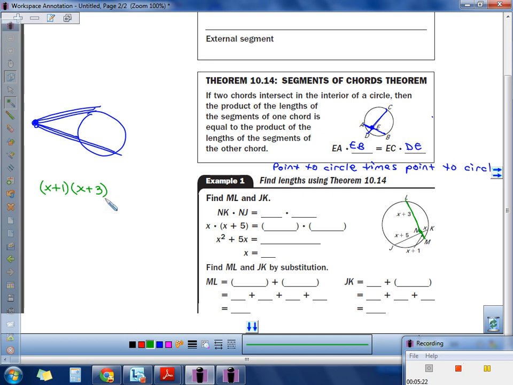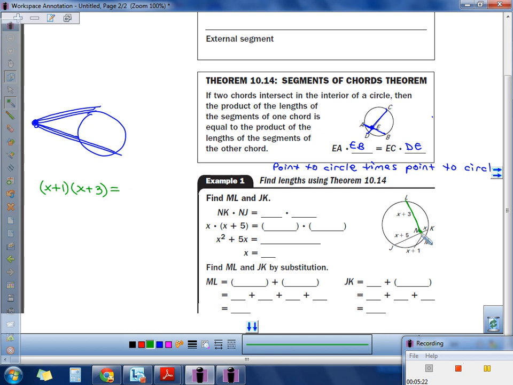I just finished out that chord. I wrote down both of those separate segments times each other over here to the side. Now I'm going to go to the other chord, but to be able to go to the other chord, I have to write equals first. And now I can go to the other chord.